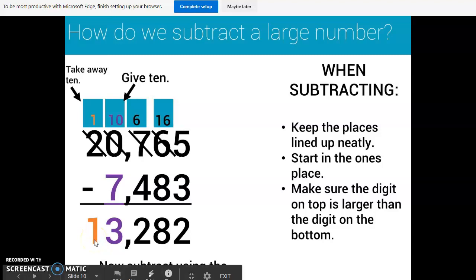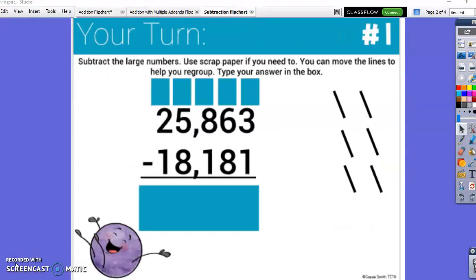Then your difference should read 13,282. Make sure that you pause the video, check your work. You have all of the regrouping, your numbers crossed off, your work is neat. Okay, so here we're going to practice one more before you guys do your exit ticket in your independent practice.